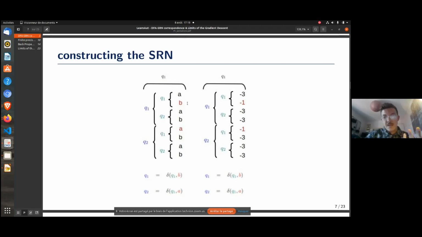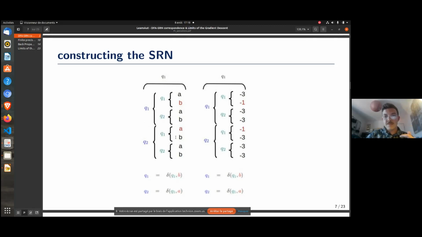I tried to use colors to give you the intuition. If we are in the state Q1 and we see a B, then we want to stay in Q1. So we are going to stay in the domain Q1. If we are in state Q1 and we see A, then we are going to move into the domain Q2, and we're going to move to the state Q2.